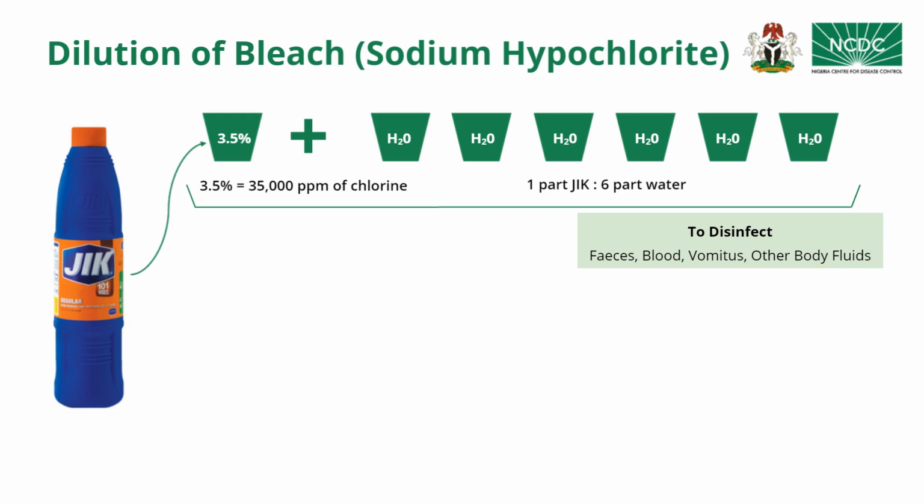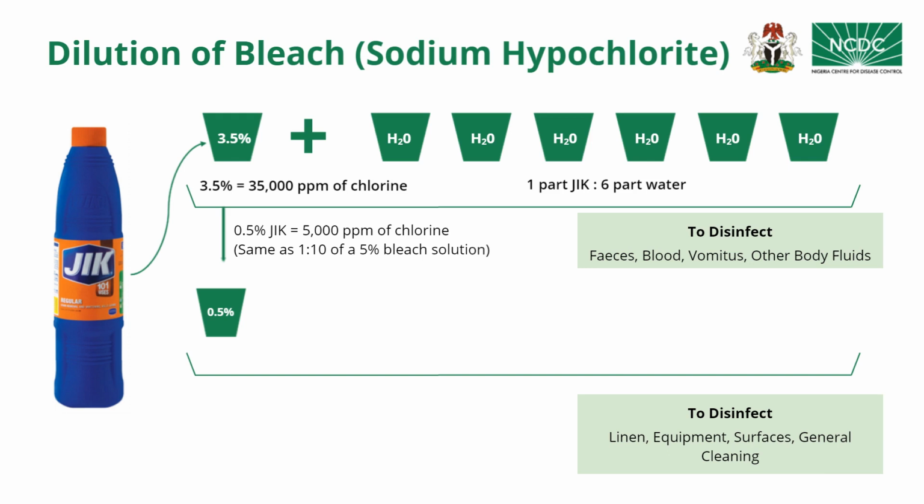Then use the container to measure out water 6 times. This will give you 7 liters in the bucket: 1 liter of bleach solution plus 6 liters of water. The resultant solution is now 0.5%.